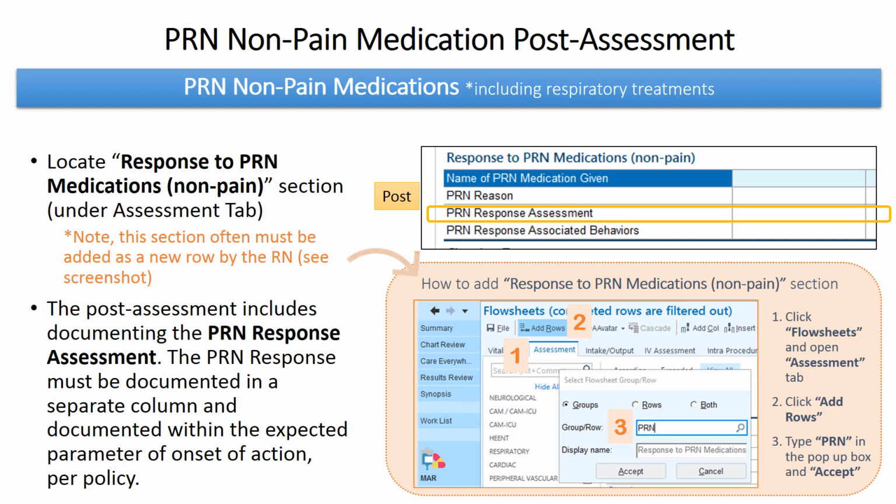Then the post-assessment, under response to PRN medications, non-pain, is in the assessment tab. This section often must be added as a new row by the RN. So you have to click on flow sheet and open the assessment, and then click add rows at the top. There is a screenshot here. Type in PRN in the pop-up box, and then accept. It will put that row in there for you, so you can document the PRN post-assessment, the PRN response assessment. And it must be within the expected parameter of onset of action per policy.